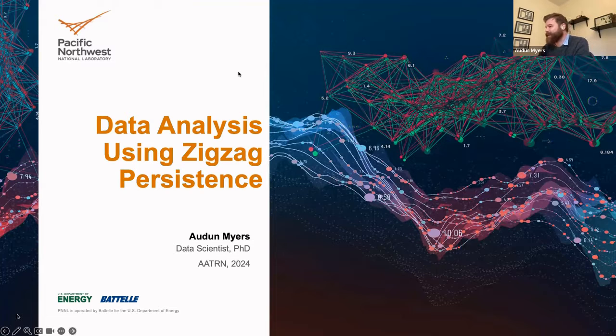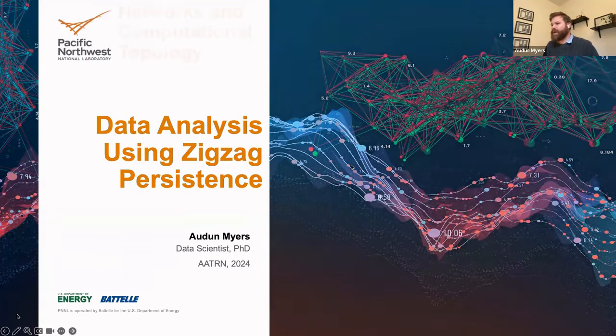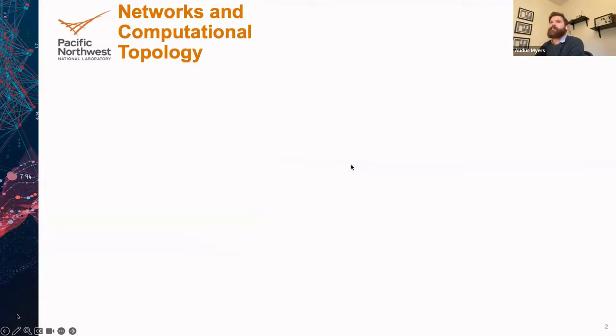So first, a very quick introduction to myself. I have a background in mechanical engineering and then a focus on topology and data science, which I've now taken to the National Laboratory. I want to start with some of the background of what the lab's interested in: networks and computational topology, working from the ground up.